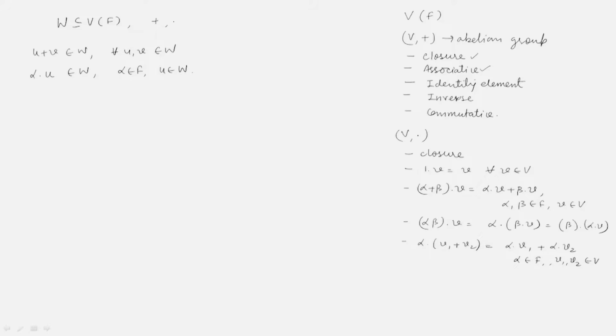Now, the commutativity property holds because this property holds for every u, v in V. So, it will hold for a subset also, because the elements of W are nothing but elements of V, and V satisfies the commutative property for every u, v in V. So, it will hold for a subset also. So, we can say that W with respect to plus is an abelian group.